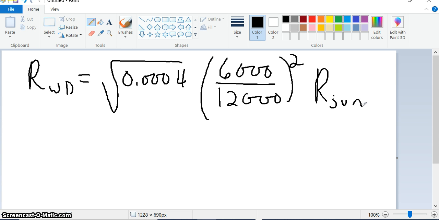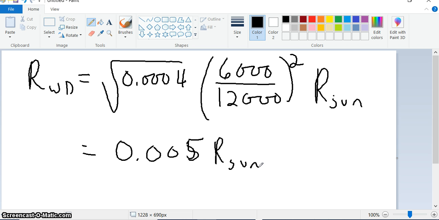So when we put the numbers in, don't forget, you have to do this fraction first, then square it, and then multiply by the square root of 0.0004. So that turns out to be a very small object indeed. The radius of the white dwarf is equal to 0.005 times the size of our sun, times the radius of our sun.